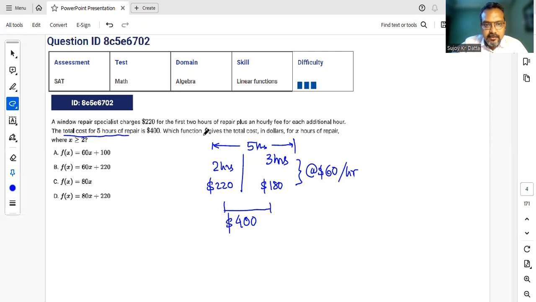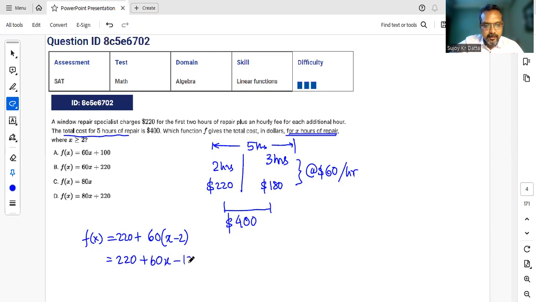So the question they're asking is, which of the functions gives the total cost for x hours of repair? So now if it is for x hours of repair, out of which 2 hours are gone, the cost would come out to be 220 plus, so that's 2 hours gone, x hours total, so you're left with x minus 2 hours, which you are charged at the rate of 60. If you were to expand it, 220 plus 60x minus 120. So f(x) comes out to be 100 plus 60x. And that is the first option. This is the technically correct way of solving, right?